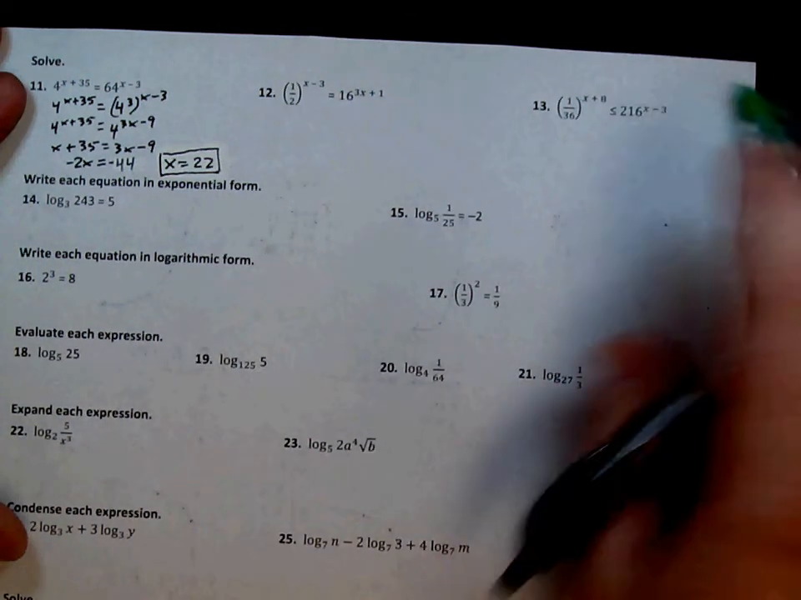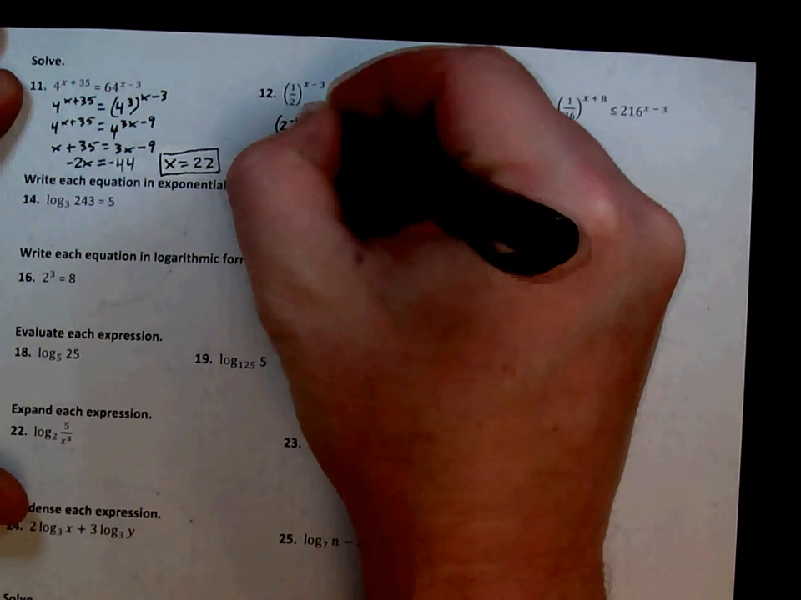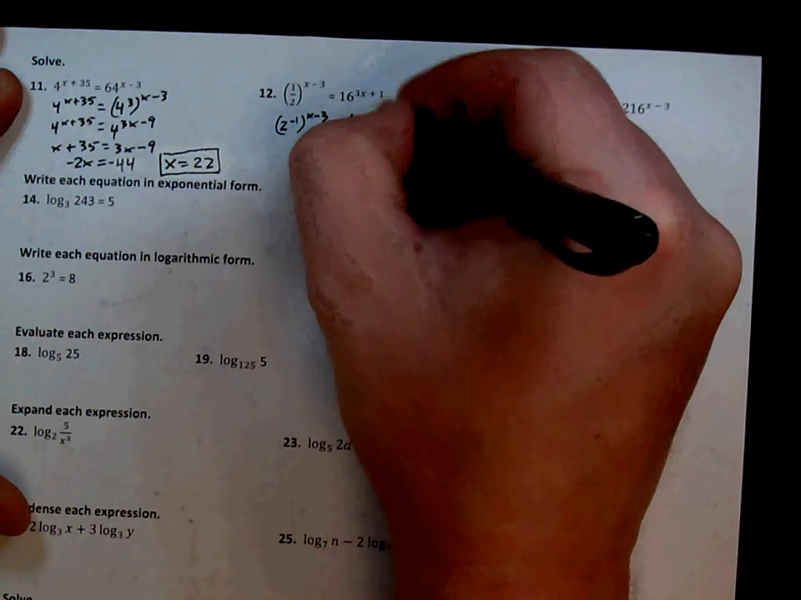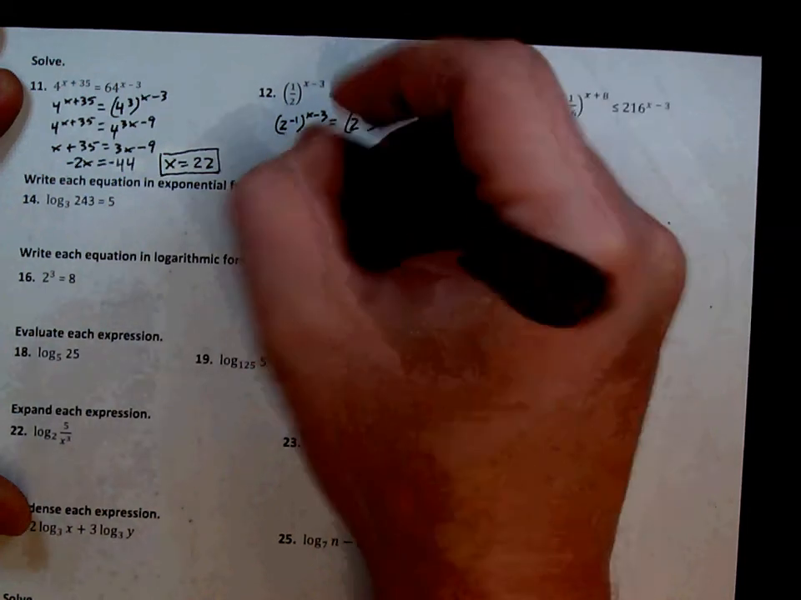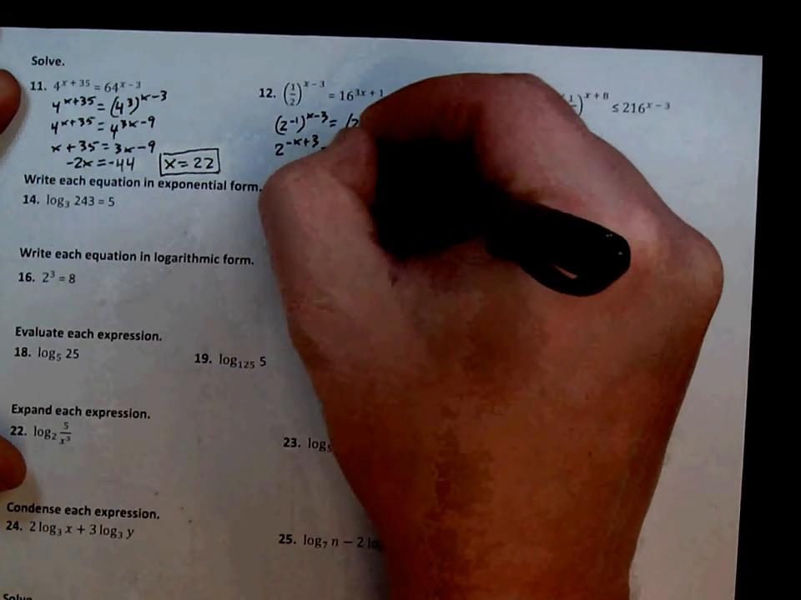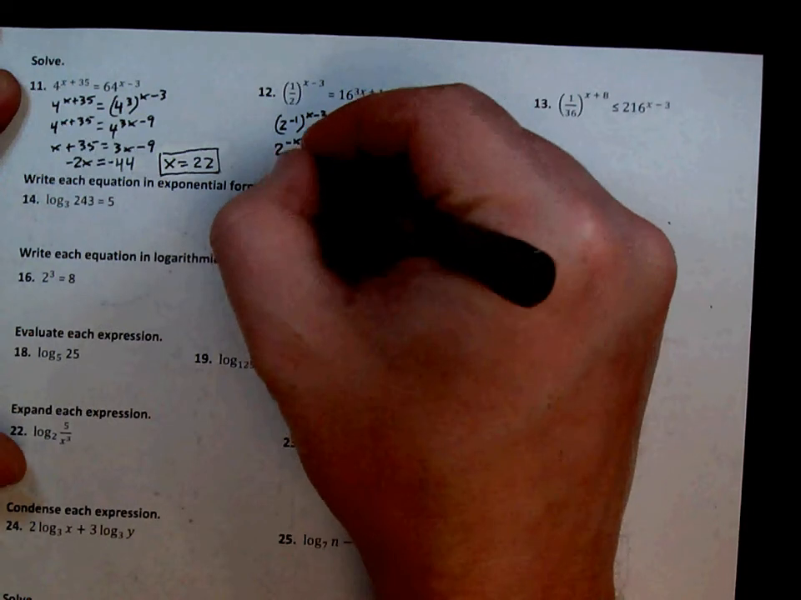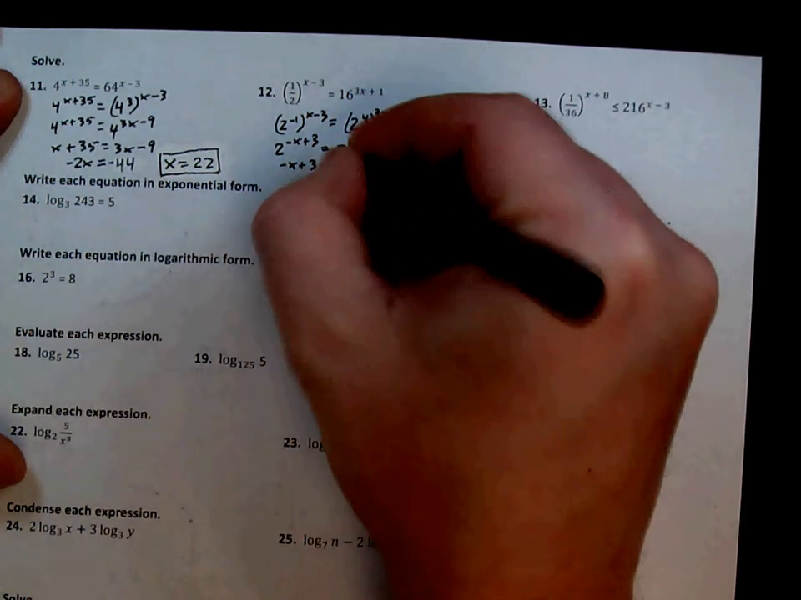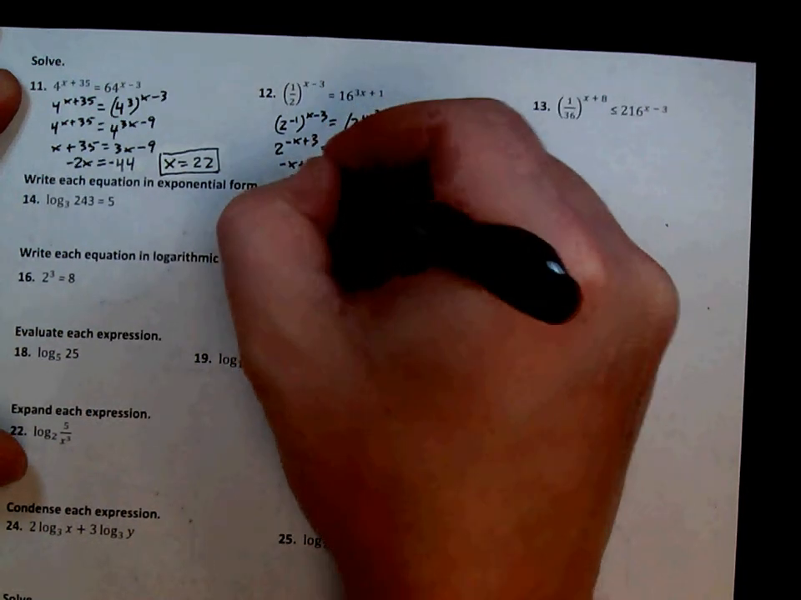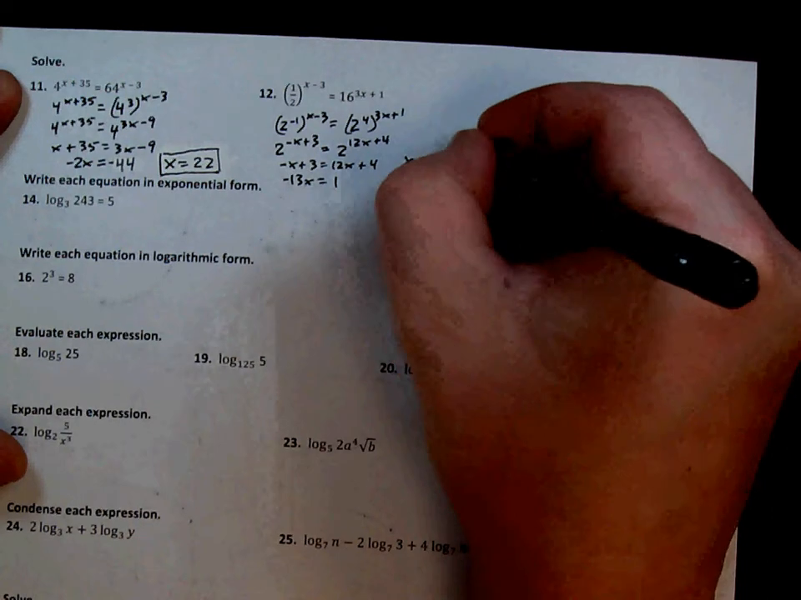All right, number 12, I can write these both as powers of 2. 2 to the negative 1, to the x minus 3, 2 to the fourth, to the 3x plus 1. Distribute: negative x plus 3 for the first exponent, 12x plus 4 for the second exponent, set them equal to each other. Negative 13x equals 1, so x is a negative 1/13.